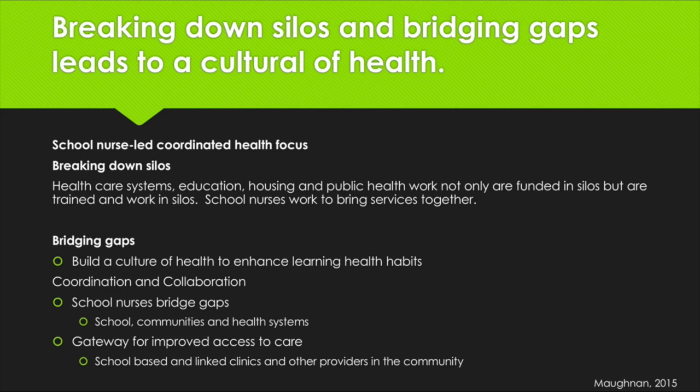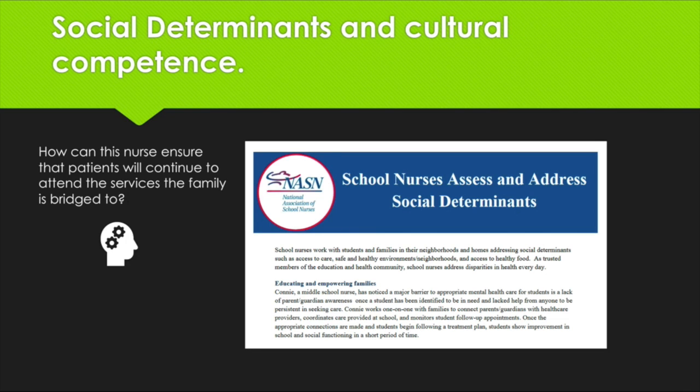They coordinate and collaborate. School nurses often bridge gaps by being very equitable to all students, identifying needs, and then making a connection and bringing it to the forefront and saying this child has a health need. School nurses also provide a gateway for improved access to care. So such things as school-based and linked clinics and other providers in the community, forming those bridges or assisting students to be seen and receive health care. So social determinants and cultural competence. Once again, the National Association of School Nurses is discussing how the school nurse addresses social determinants.